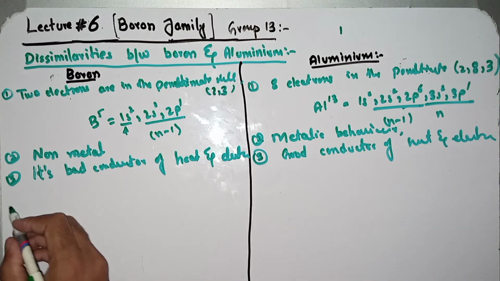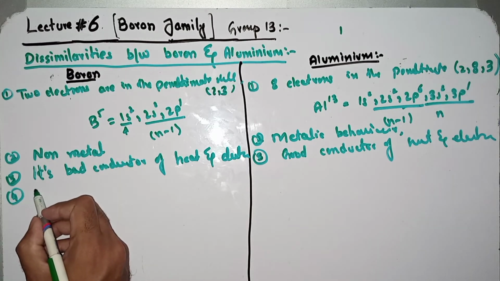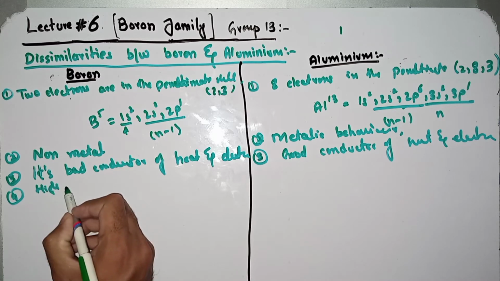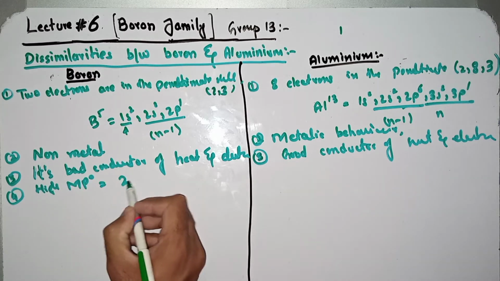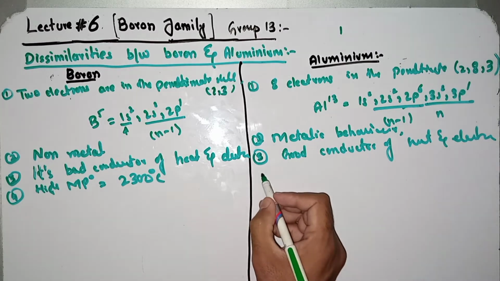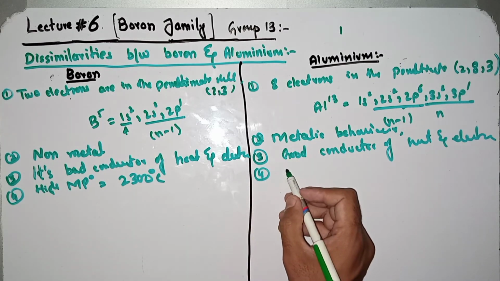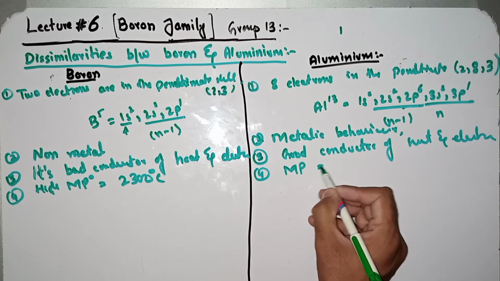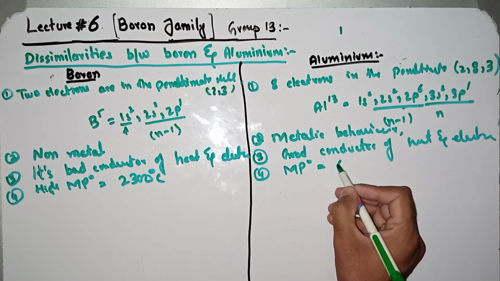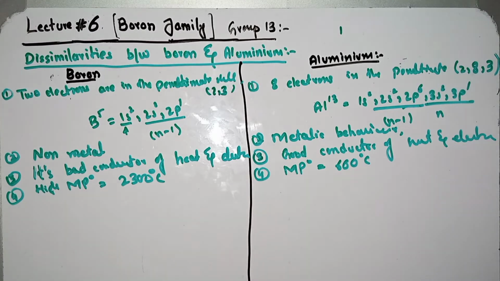Another difference is that boron has a very high melting point, up to 2300 degrees centigrade, while the melting point of aluminum is not that high. The melting point of aluminum is 660 degrees centigrade. Why does boron have a high melting point? Because boron always exists in giant polymer form, either in liquid or solid state. So it has a very high melting point compared to aluminum.